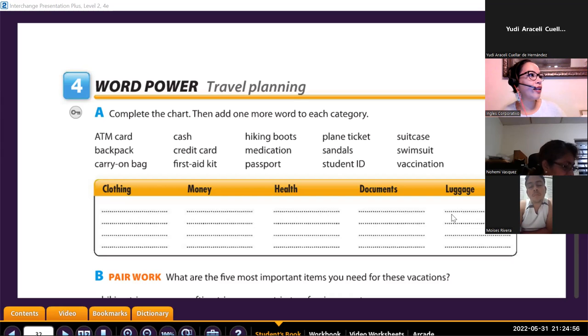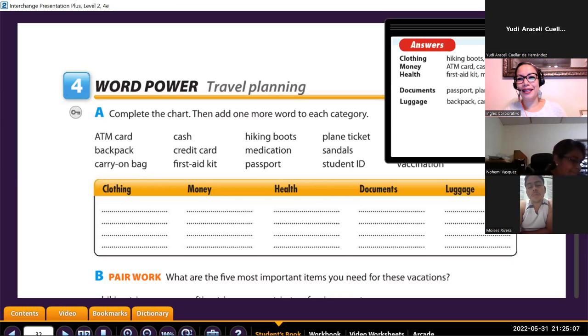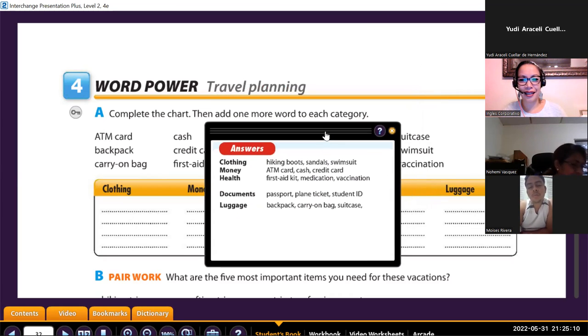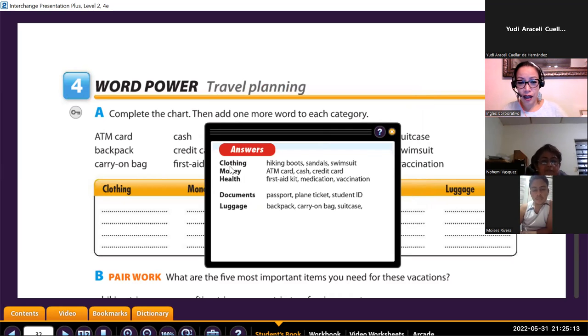Okay. What about luggage? What do you have under the luggage category? Carry-on bag and suitcase. Okay. Here you have the answers. I think that your answers were correct. Clothing: hiking boots, sandals, and swimsuit. Money: ATM card, cash, and credit card. Health: first aid kit, medication, and vaccination. Documents: passport, plane ticket, student ID. And luggage: backpack, carry-on bag, suitcase.